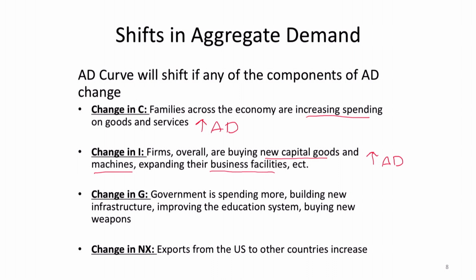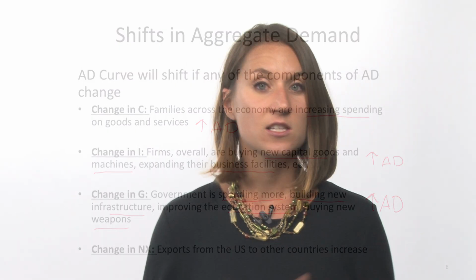A change in government spending tells us that the government may be spending more, maybe building new infrastructure, improving the education system, or maybe even buying new weapons. This increase in government spending tells us that aggregate demand also increases at each price point, causing a shift out of the aggregate demand curve. And lastly, a change in net exports. Let's say exports from the US to other countries increase. That tells us, all else equal, exports are increasing, meaning that net exports may be increasing if there's no change in imports, and therefore aggregate demand will also be increasing. So what we observe is that when we have a change in any of the four components in aggregate demand, we're going to have a shift in the aggregate demand curve.